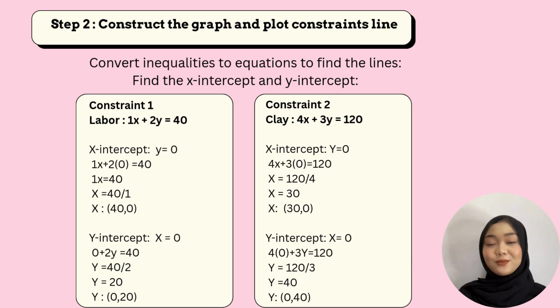Let's move to the next step, which is step 2 of our linear programming solution. Now that we have formulated our constraints and objective function, it's time to visualize the problem by sketching the feasible region on a graph, plotting the constraint lines. How to do this? First, we need to convert the inequalities into equations to plot the boundary lines. From step 1, we had 2 main constraints, x plus 2y equal to 40 and 4x plus 3y equal to 120. We have already converted the inequalities into equations.